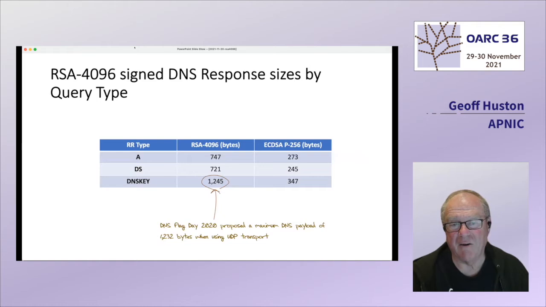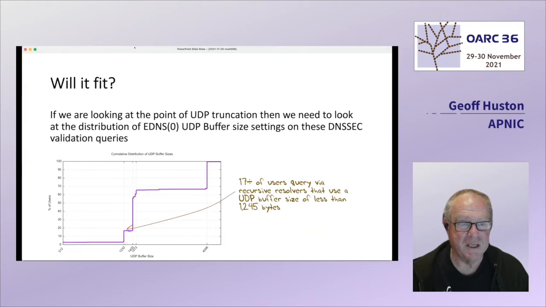And in particular for RSA 4096, it's the DNSKEY response size. For those of you with, I don't know, medium memories, you might remember October last year, DNS Flag Day 2020 proposed a maximum unfragmented DNS payload of 1,232 octets. If you're using RSA 4096, you've just bumped over the top of that by 13 octets, whereas ECDSA P256, of course, comes in easily at 347. So is that a problem? Because at this point, you're going to be delivering truncated answers and doing a flip into TCP.